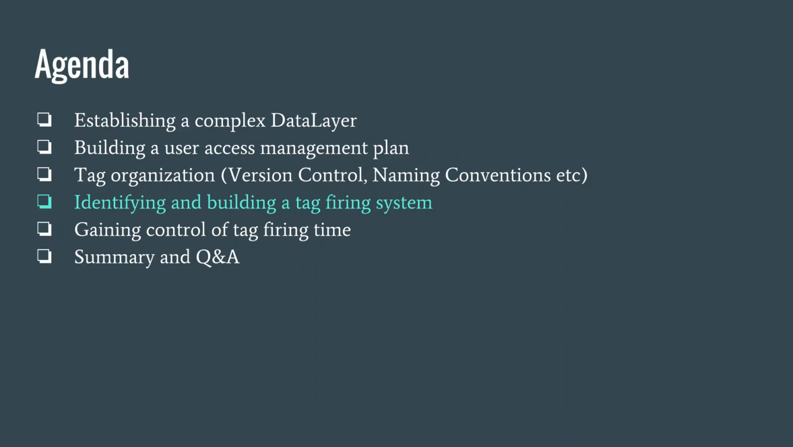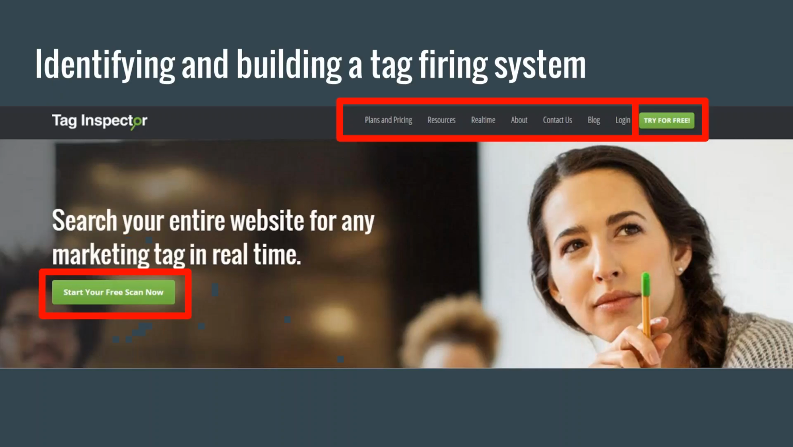So I would like to transition into how we're going to identify and build a tag firing system. Some of these ideas that we're going to go over, I kind of touched on in the data layer area, but now I'm going to talk about actually applying them to a site. And hopefully that'll make some of these ideas, as far as events and things, become a little bit more clear. So let's step into here.